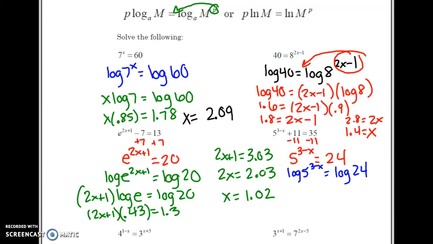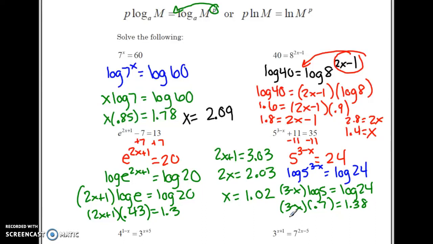Now I get to bring down the 3 minus x. And so I have to figure out what log 5 is and what log 24 is. Okay, so I'm going to take log 24. Log 24 is 1.38. Log 5 is 0.698, so I'll round that to 0.7. 3 minus x times 0.7. So now I take the 1.38, divide it by the 0.7.